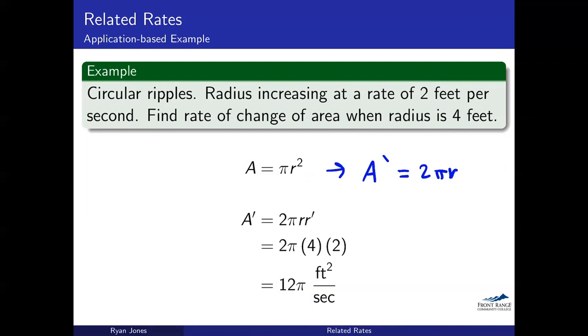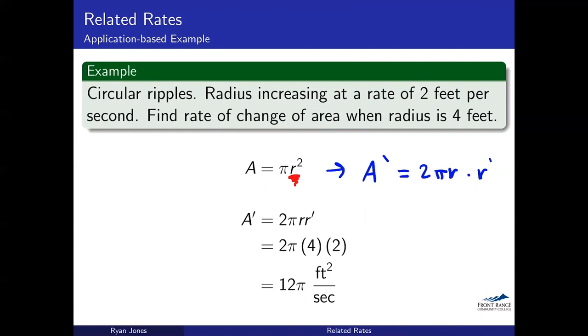And because this variable right here is not time, it's not a t, I have to do chain rule, which says that I have to multiply by that r prime, which is whatever the derivative of r is with respect to time. So we can't forget that chain rule part. And we get our answer of 12 pi.